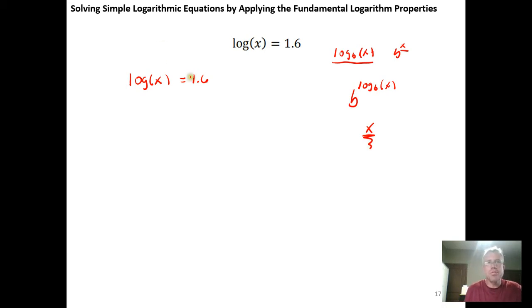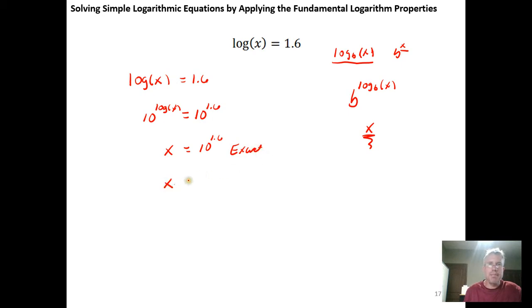So in this case, what I want to do is identify the base. The base is 10, so I want to exponentiate base 10 on both sides of the equation. And 10 to the log 10, the base 10 exponentiation will cancel the base 10 logarithm, leaving me with an x. And I'll have x equals 10 to the 1.6, which is the exact answer.